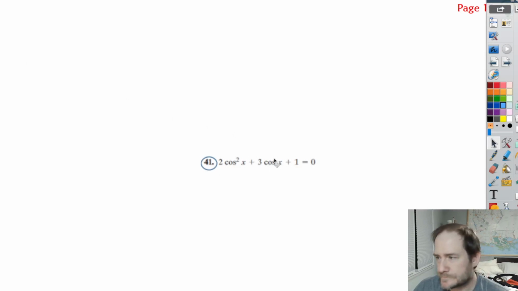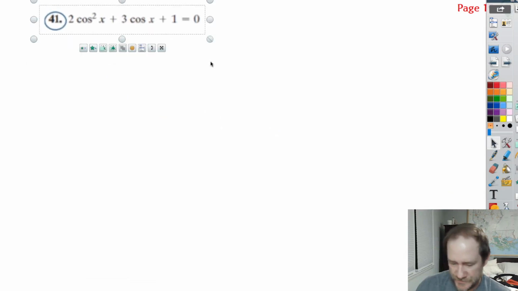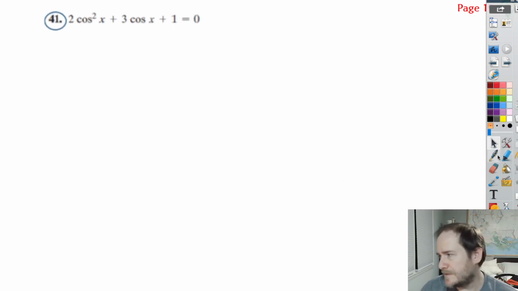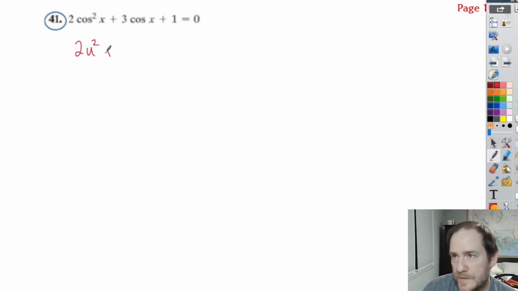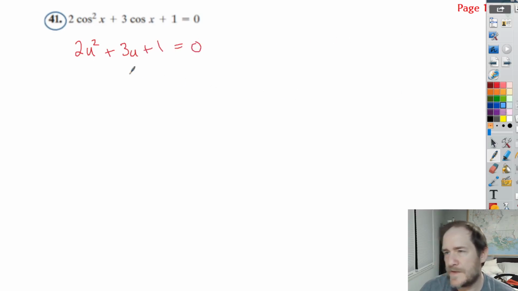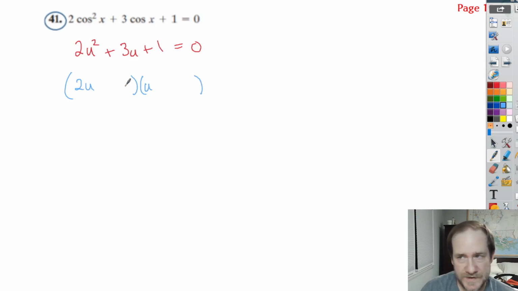So for 41, this is where I think the u substitutions really make the most sense, because I don't like looking at this. This looks ugly. But as soon as you replace cosine with a u, you get 2u squared plus 3u plus 1 equals 0. And then you have to factor this. You can factor by grouping if you want to, but I'm just going to do it by guess and check. You want a 2u squared, so you're going to need a 2u and a u. You want a 1, so you're going to need a 1 and a 1. There's not a lot of guess and check to do here. It can only be 1 times 1. And then you want everything positive, so you need everything positive. This thing actually factors really easily.